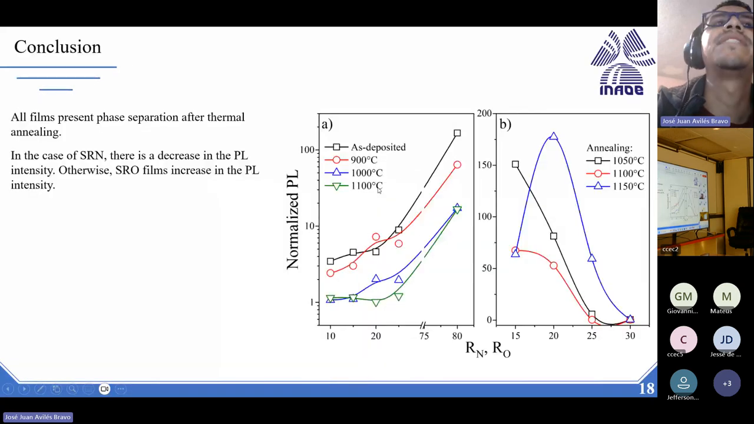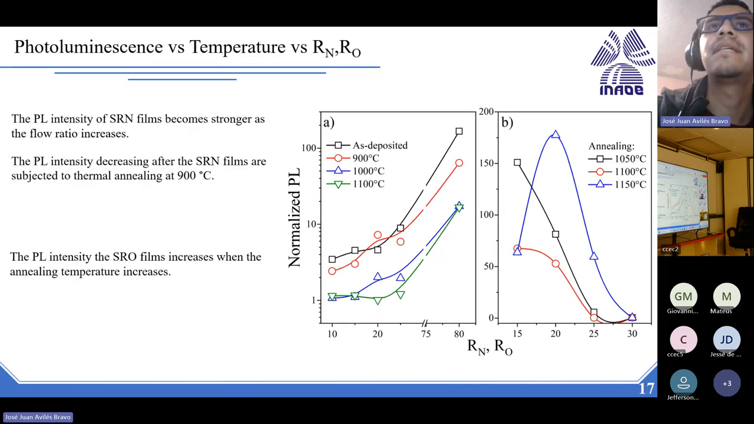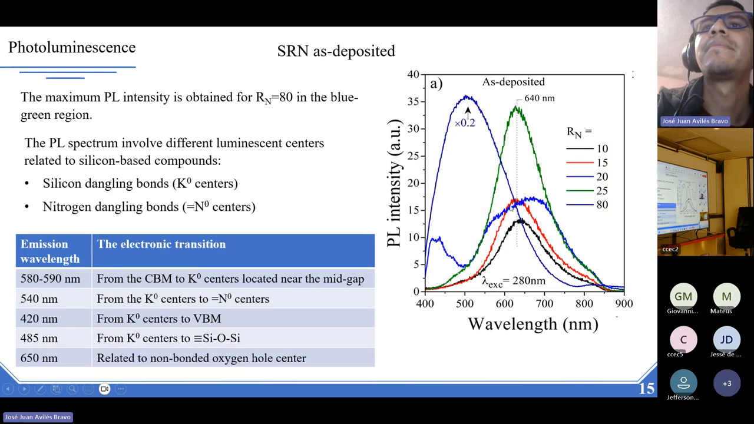In the case of the silicon-rich nitride, with increasing temperature the photoluminescence intensity decreases because in this material the electron transitions are from the defects, not the nanoparticles. So when the temperature increases, bigger nanoparticles form, but they do not contribute to the photoluminescence intensity. The defects contribute to the photoluminescence intensity.